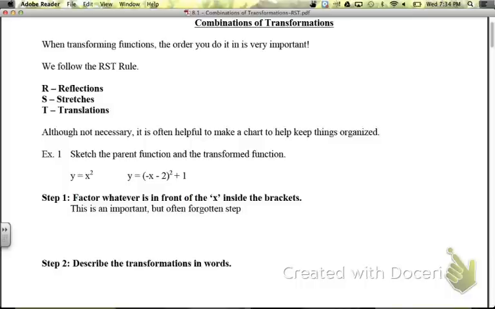So what I want us to do in our first example is to sketch y equals x squared and y equals negative (x minus 2) all squared plus 1. So looking here, what is our parent function? The parent function is that base function we're discussing, which is y equals x squared.